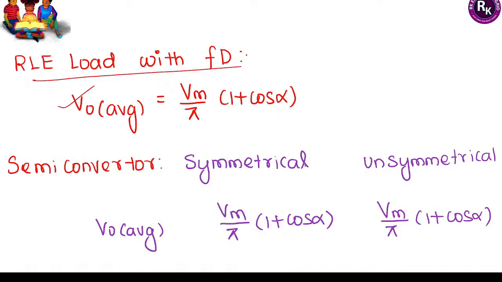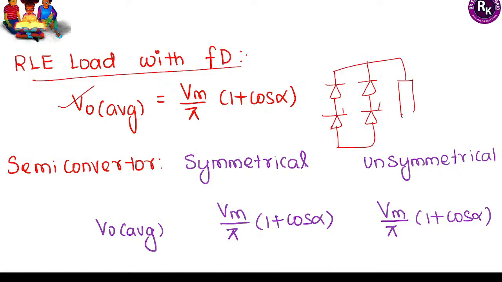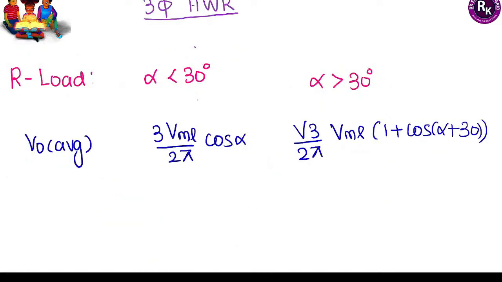Next, let us talk about semi-converters. Semi-converters means your circuit has a combination of diodes and thyristors. It has diodes as well as thyristors; that is called a semi-converter. You know, right? Here we will have the load and we will connect the sources. When we talk about semi-converters, we have two types of configuration: symmetrical configuration and asymmetrical configuration. Anyway, V naught average remains the same for both of these circuits. It will not change.